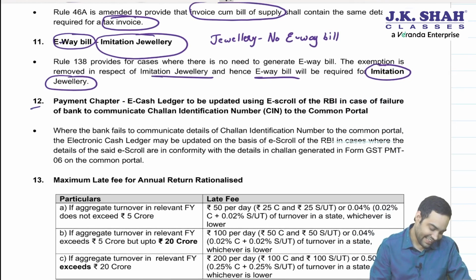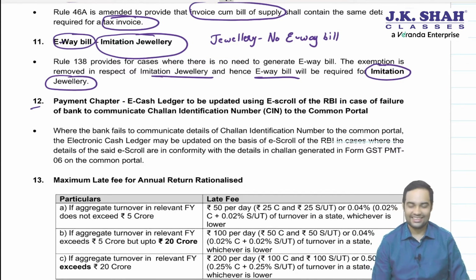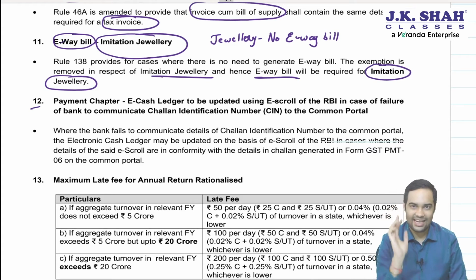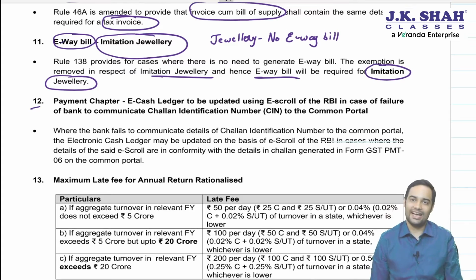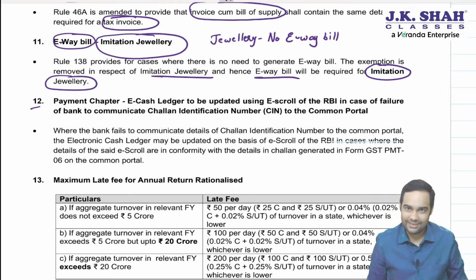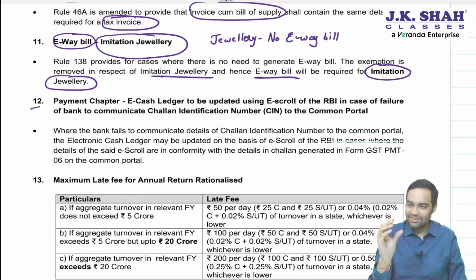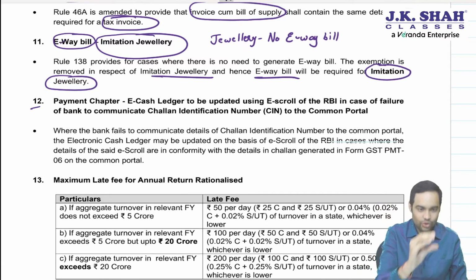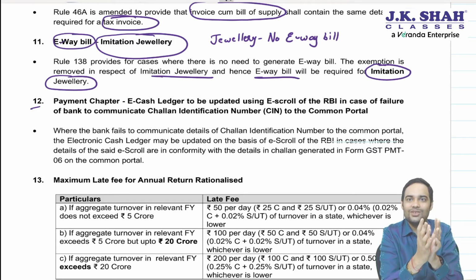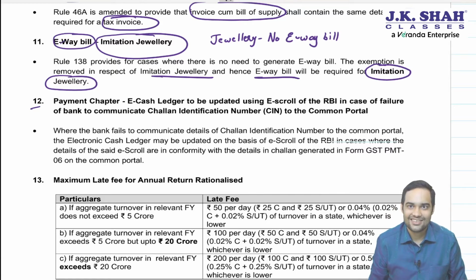Okay. The next one is a very small amendment with regard to e-cash ledger. Once you create a challan on the portal, you get CPIN, Common Portal Identification Number. Then you complete the payment, you get a CIN, Challan Identification Number, which is communicated by the bank to the common portal. And the moment bank communicates CIN to the common portal, the credit comes in your e-cash ledger.